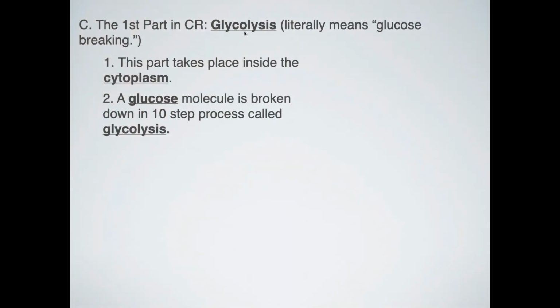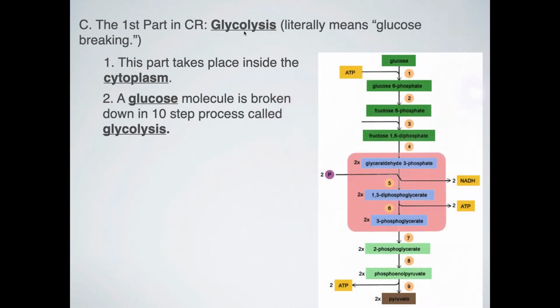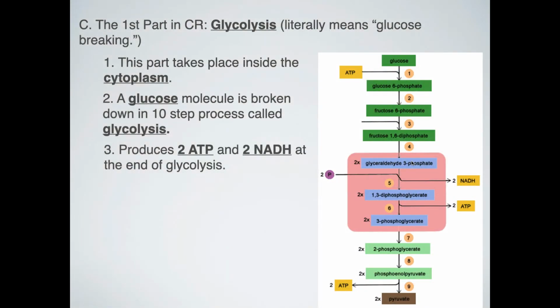So a glucose molecule is broken down in a 10-step process called glycolysis. These are the actual steps. And you're like, wow, I'm glad I'm not in AP Bio. And so this is the flow chart of what is happening and what gets manufactured along the way as glycolysis occurs. But remember, all we care about is what are we producing? So we produce 2 ATP net and 2 NADH at the end of glycolysis.